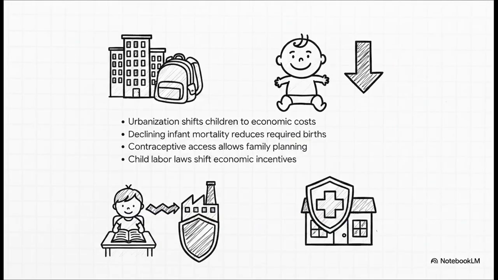Of course, education doesn't operate in a total vacuum. It gets powerfully reinforced by things like rapid urbanization. Think about it. On a rural farm, a kid is an economic asset, right? They can work the fields. But in a modern city apartment, a child is an economic cost. They need schooling, they need food, and they aren't bringing in income. Combine that urban shift with plunging infant mortality, so parents don't feel the need to have 6 kids just to make sure 3 survive, plus widespread access to contraception, and the whole economic reality of raising kids transforms overnight.